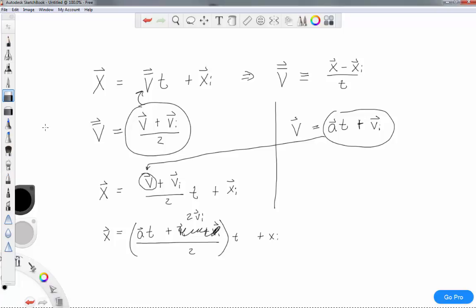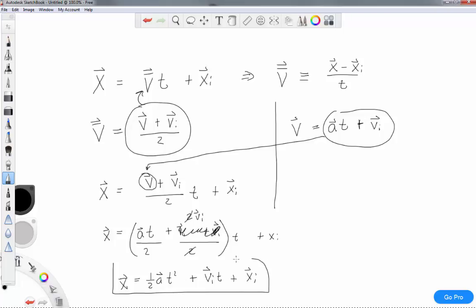We could just as easily change that into a fraction that looks like this, a times t over 2 plus 2v initial over 2. So we might as well just cancel out these two 2's. And what this ends up giving us is we can multiply both terms by t. You end up getting that the position x is a over 2 times t, so 1/2 a times t squared, plus v initial times t, so the initial velocity times the time, plus the initial position. And that is your position versus time under the condition of constant acceleration.